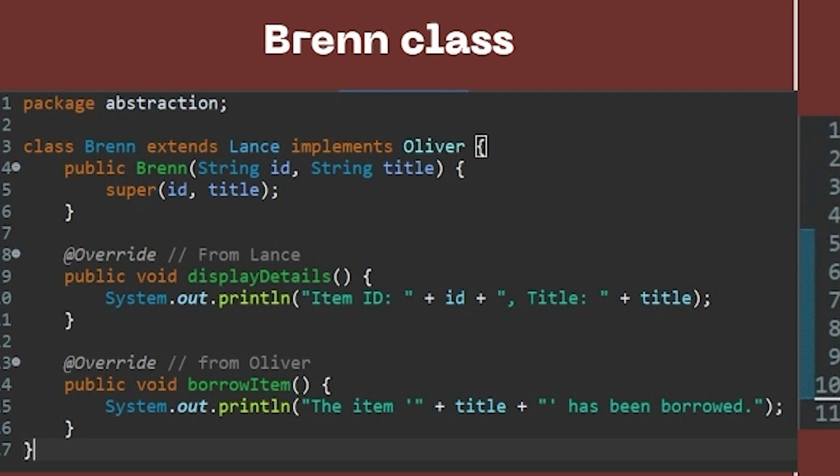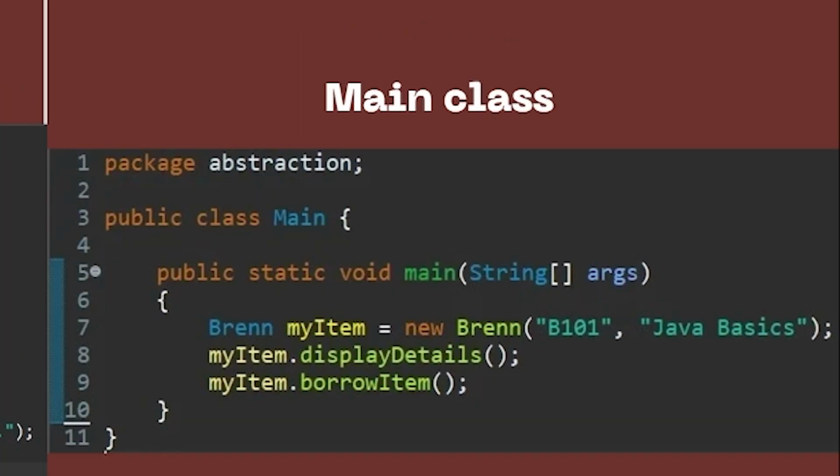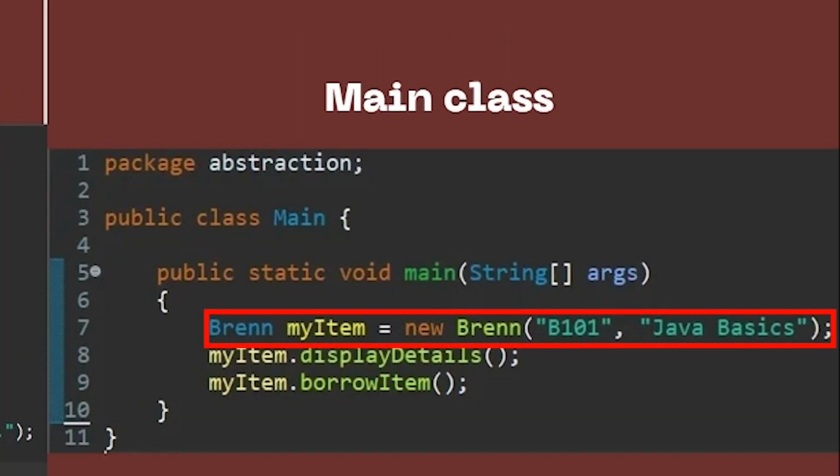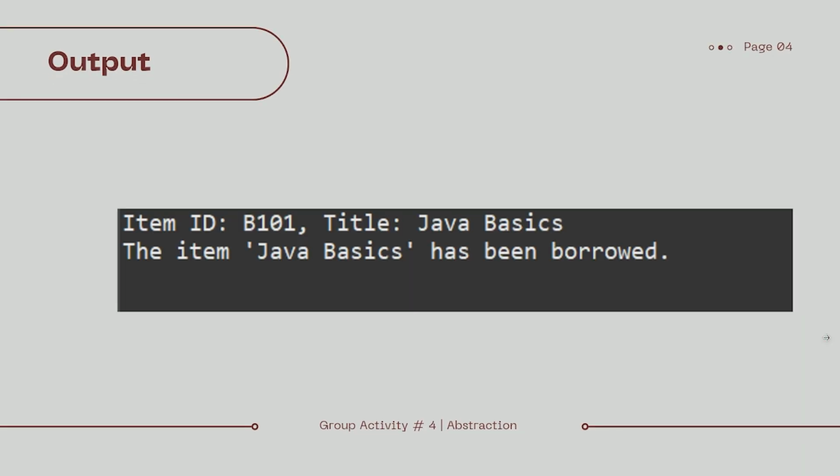This way, we can alter and specify what the method will do when invoked. In this case, it will print the following: the item plus the title of the book has been borrowed. To invoke or call the method in the main class, we will create an instance of the Brenn class, pass the parameter values, and call the class and method to be invoked. Thus, the original abstract method will now output the following: the item Java Basics has been borrowed.